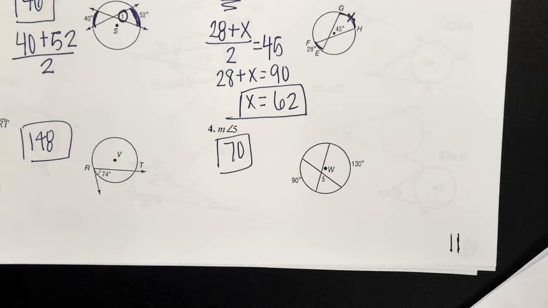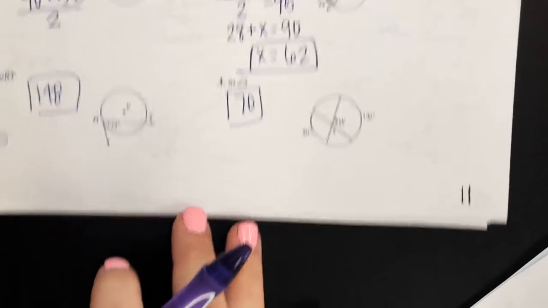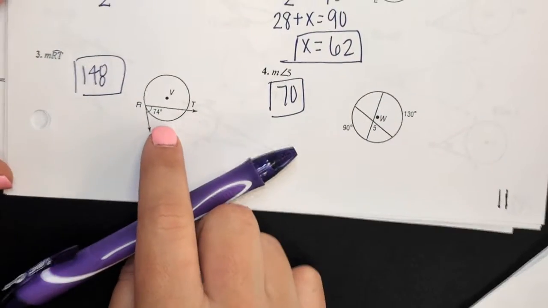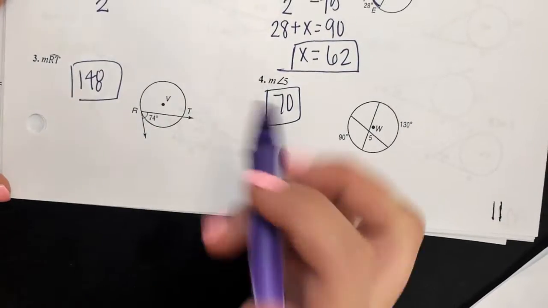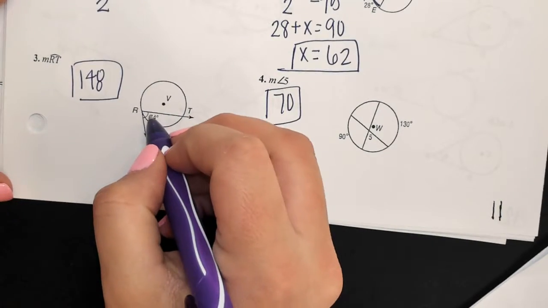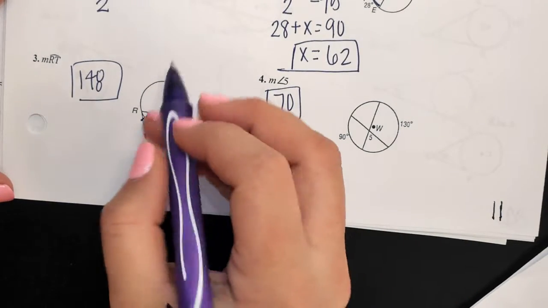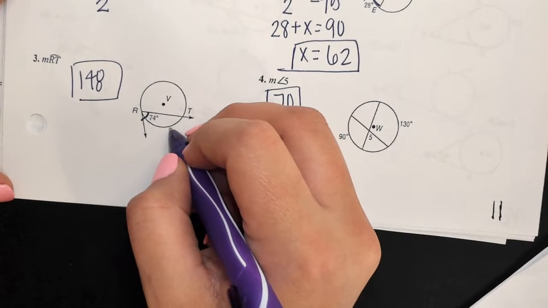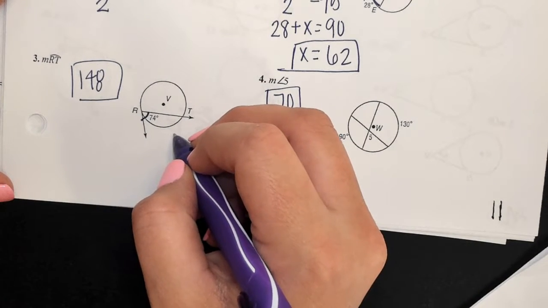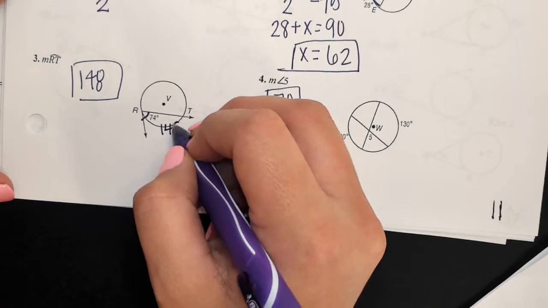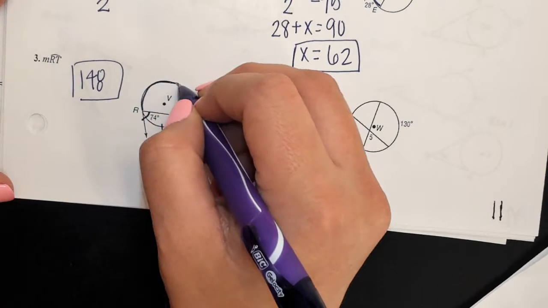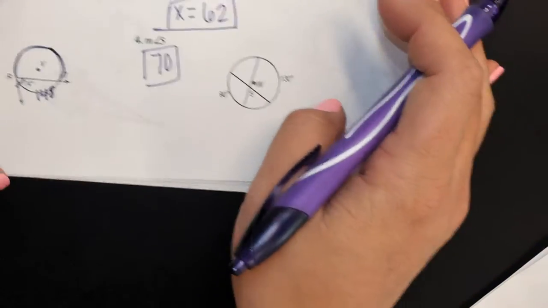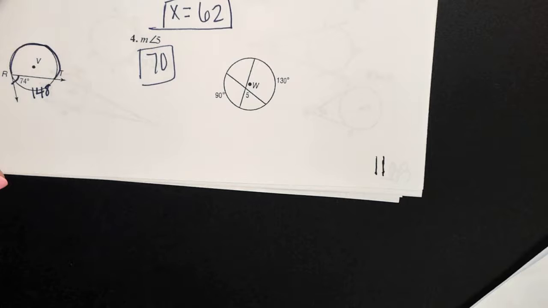How are we on 3? 3, okay? This one? You just double it, right? Because you have this angle of 74, and to get RT, you would just double it. What if it asked for major arc RT, and you had this as 148? What would you do? If this is 148 and they wanted you to find this arc, subtract it from 360. Okay?